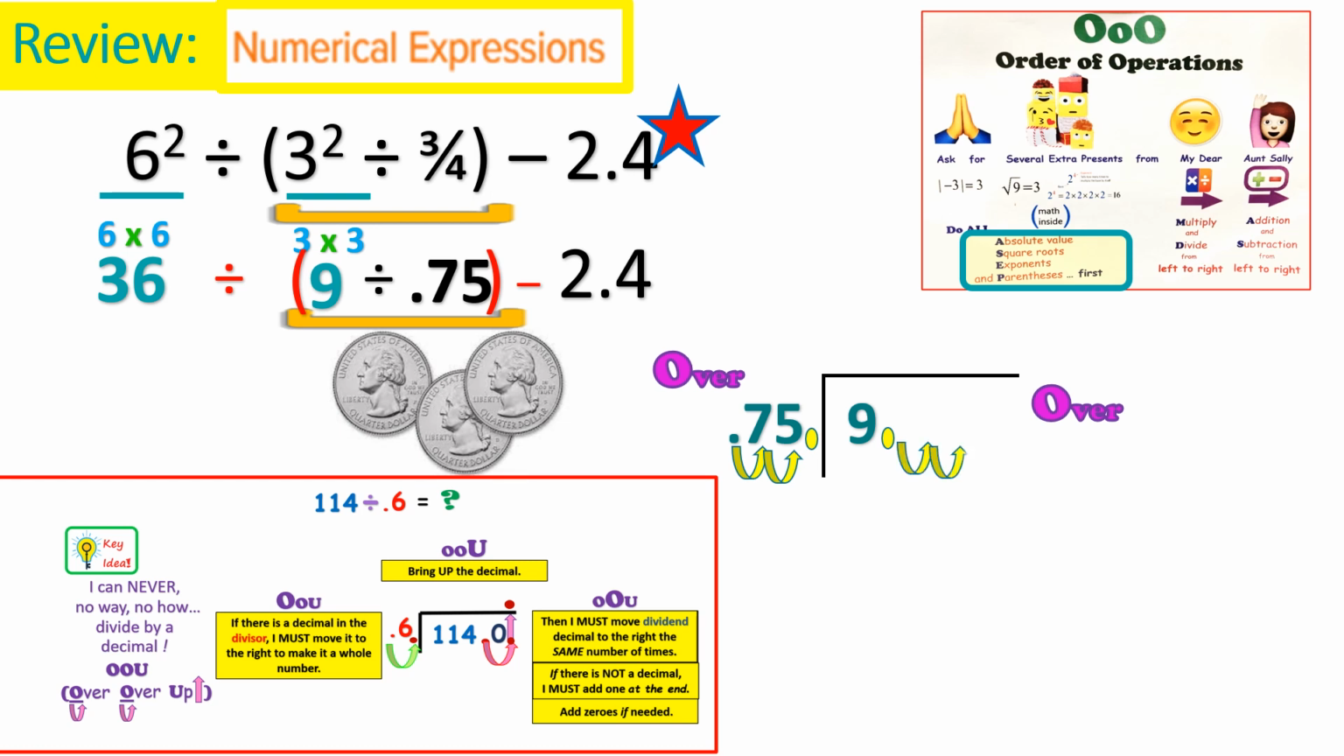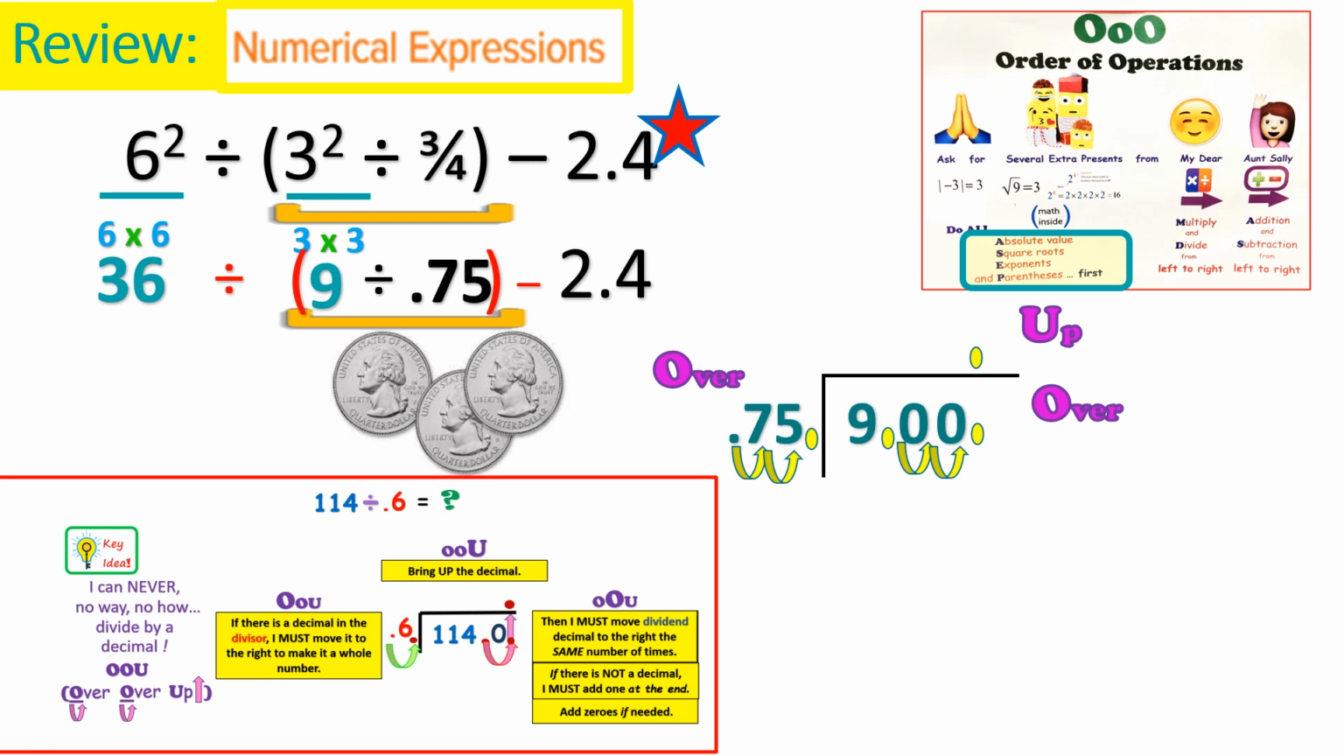I have to move it to the right 2 times also because that's what I did on the outside. And since there's nothing there, I need to fill in with zeros. Then I do my OOU, I move it straight up. Now I can divide. Will 75 go into 9?